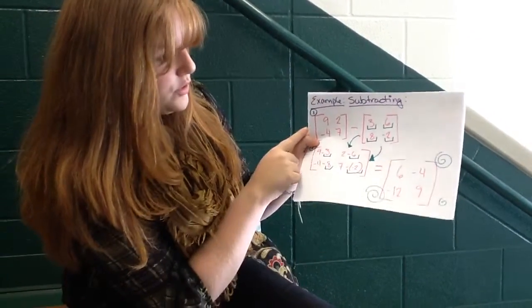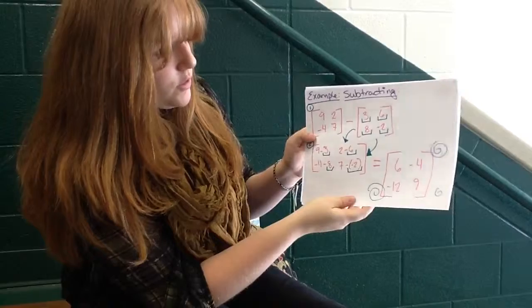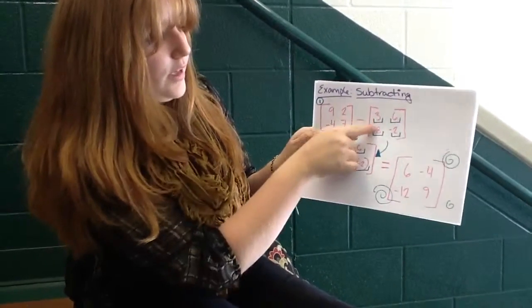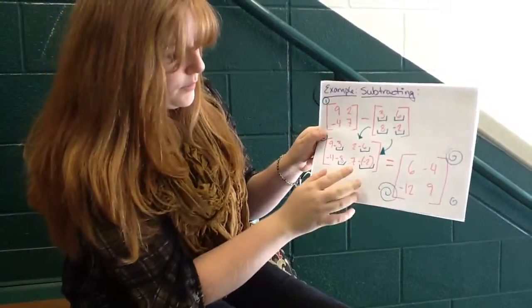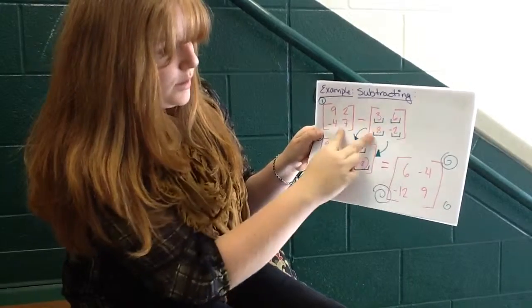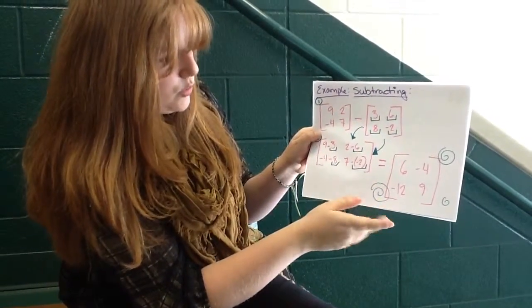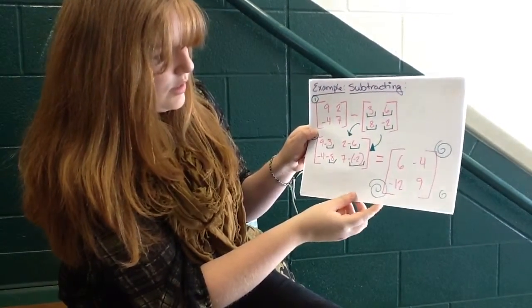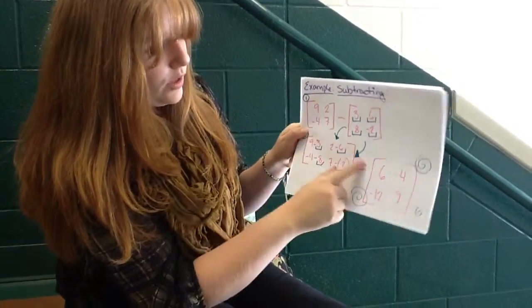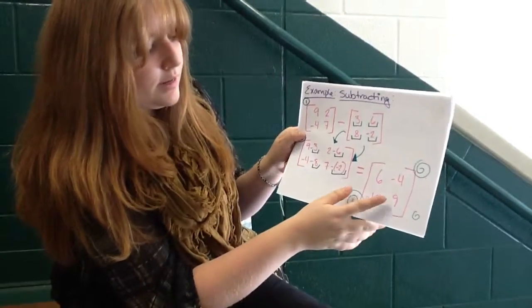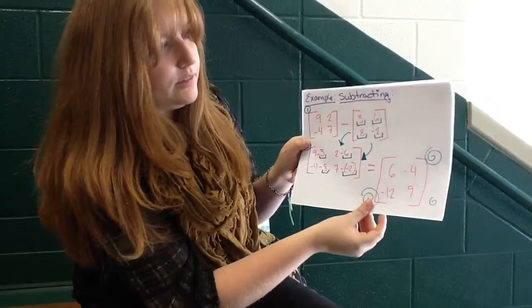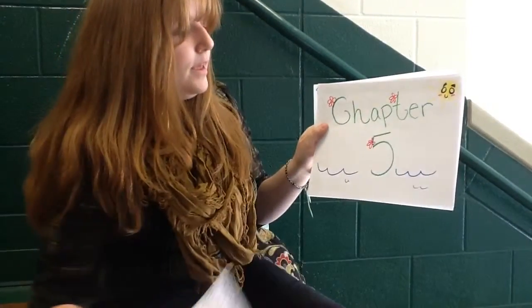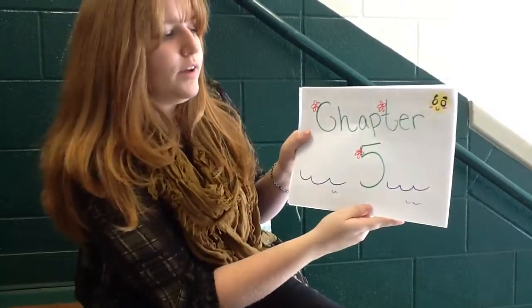Okay, so first, you're obviously going to have your 2 matrices here. And again, I bracketed the second one. And again, we're going to do the corresponding ones. So 9 and 3, 2 and 6, negative 4 and 8, and 7 and negative 2. And when you get all that together, it's going to be 6, negative 4, negative 12, and 9. Alright. Next, we're doing chapter 5.